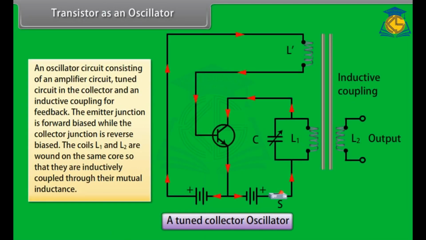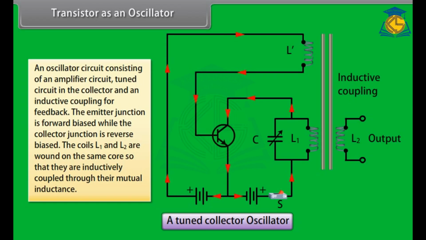An oscillator circuit consists of an amplifier circuit, a tuned circuit in the collector and an inductive coupling for feedback. The emitter junction is forward biased while the collector junction is reverse biased. The coils L1 and L2 are wound on the same core so that they are inductively coupled through their mutual inductance. On pressing the key, collector current suddenly starts flowing through L1. Consequently, a voltage is induced in coil L2, which charges the capacitor C with such a polarity as to support the forward bias of the base emitter circuit.